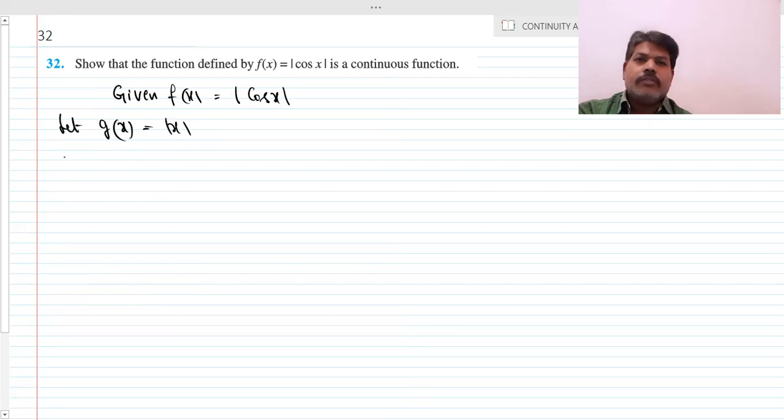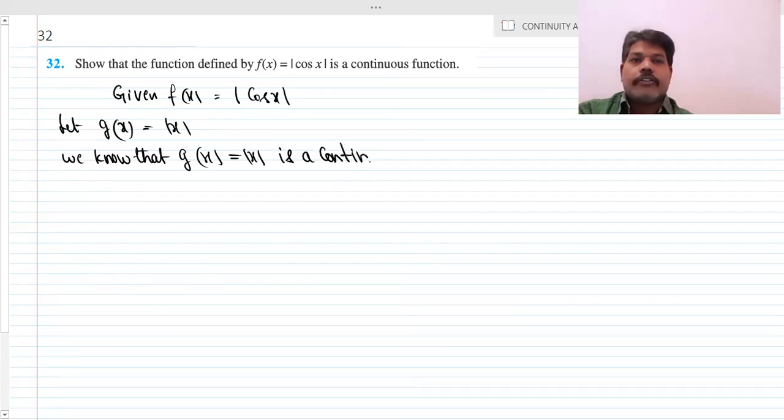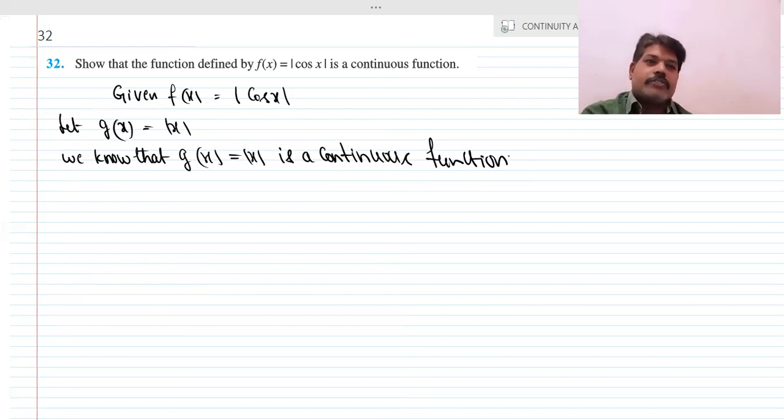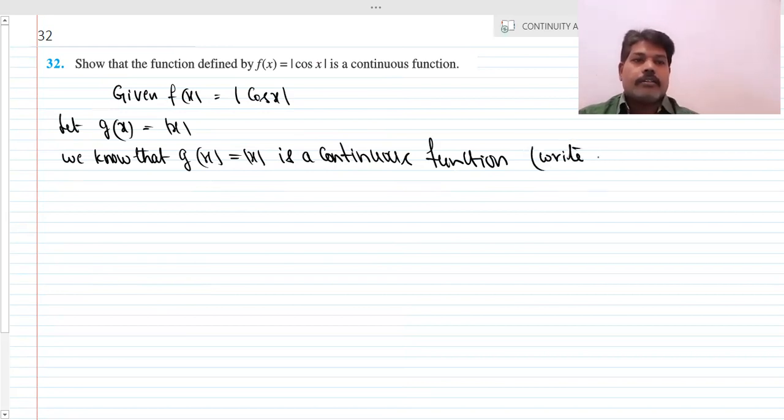So we know that g of x is equal to mod x is a continuous function. So here we already proved this one a number of times. F of x is equal to mod x is a continuous function. So we have to write the proof. So write the proof for this one. Why? Because we already proved it in a number of problems. So prove this one. Okay. So write the proof.